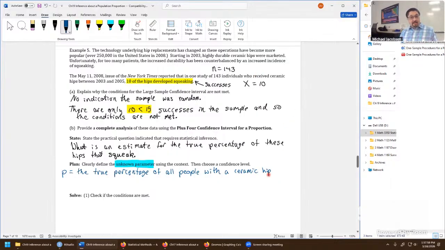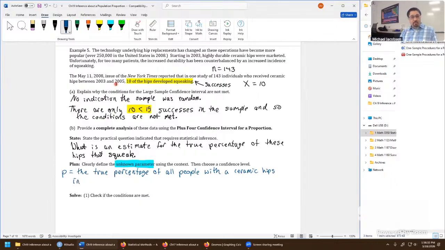Medical data is really kind of touchy because medical data parameters like this P we're defining is a moving target. Medical technology, even if the underlying component, the ceramic hip, changes year after year. They get better at installing these. The way they install them, the technology, the training evolves over time. This problem is anchored between 2003, 2005, so we should really mention that. So let's say all people with ceramic hips installed.